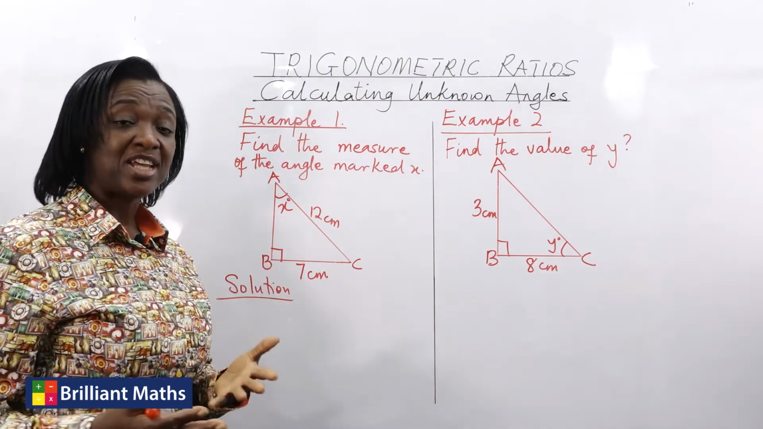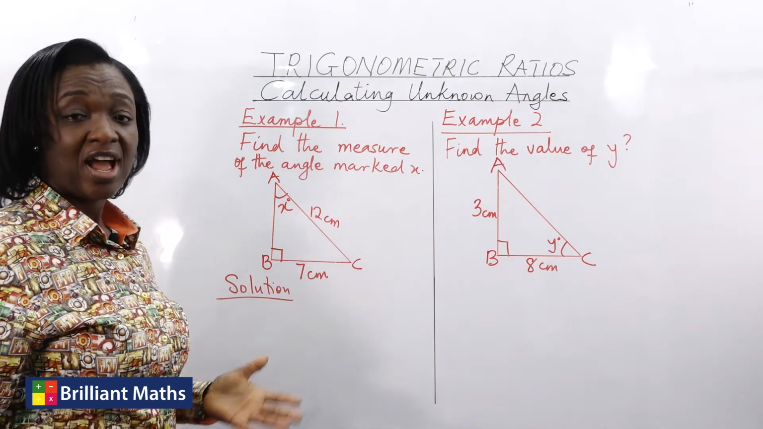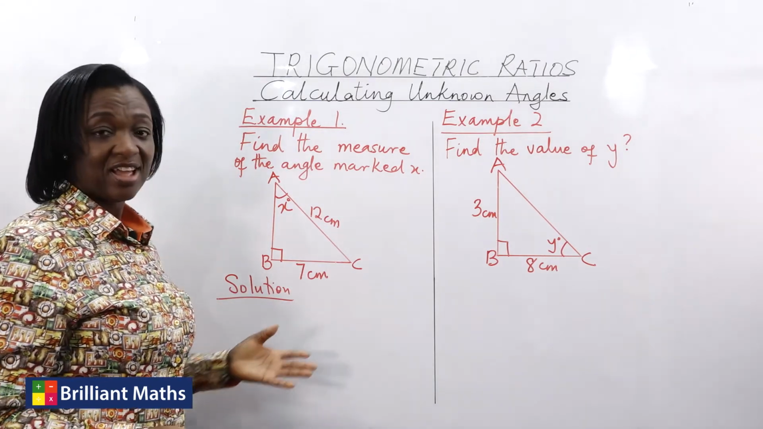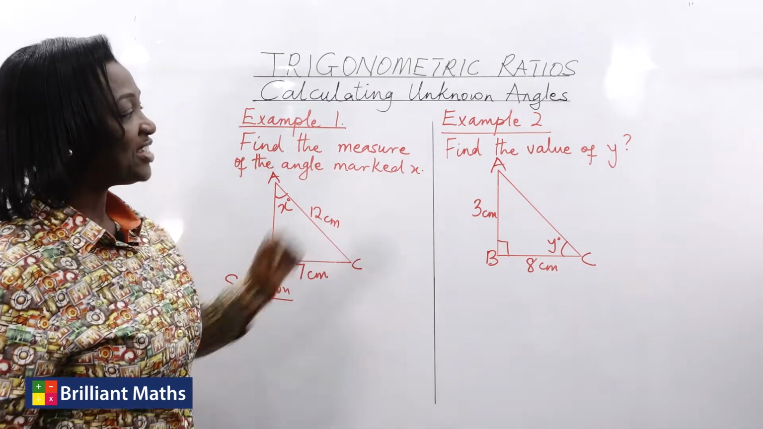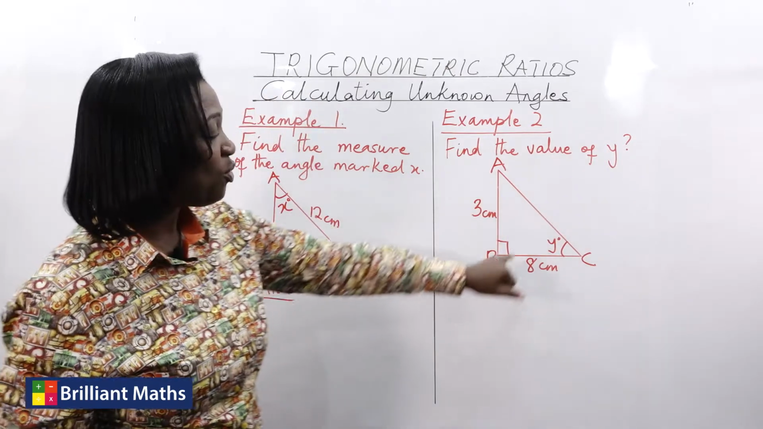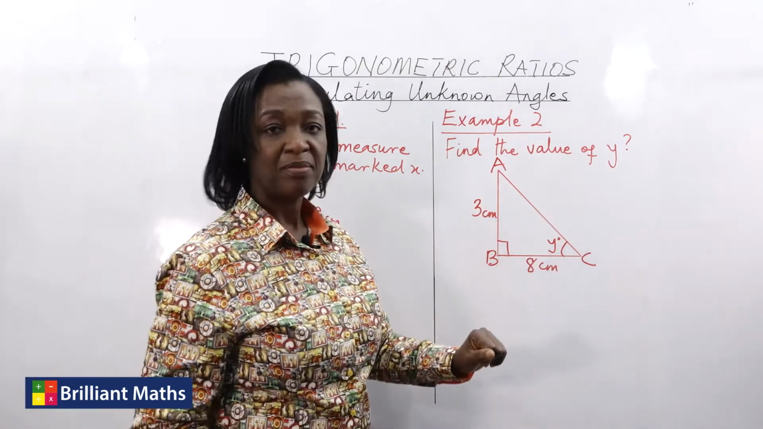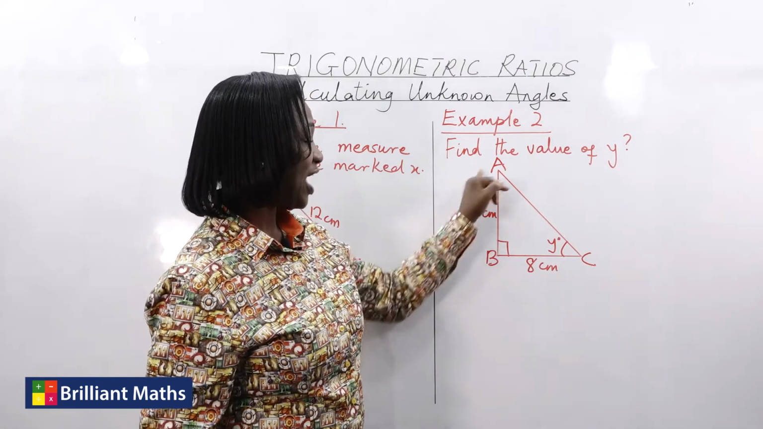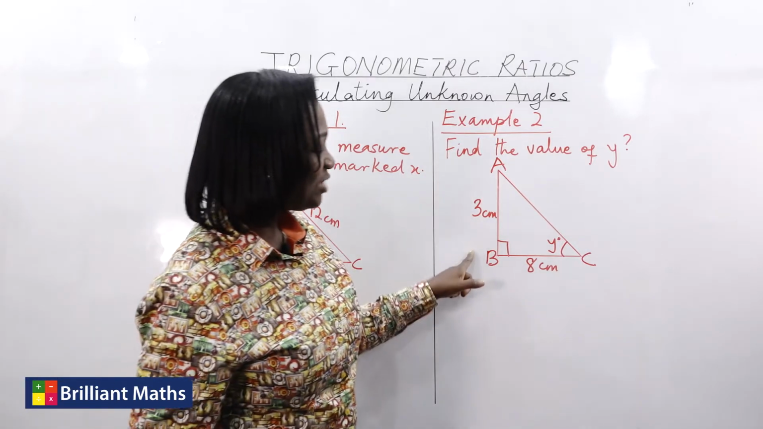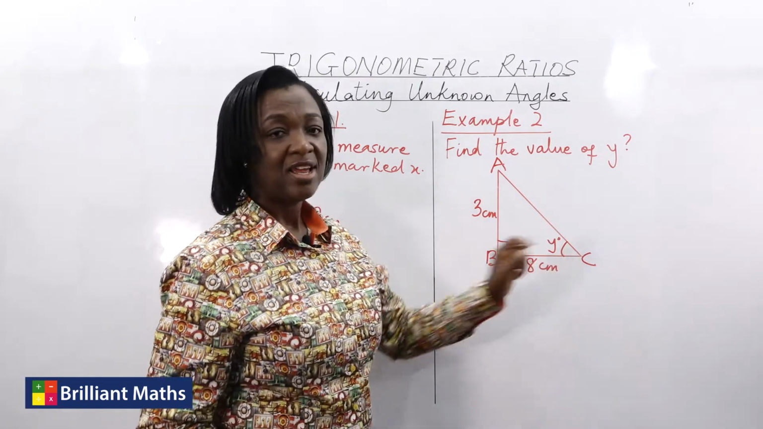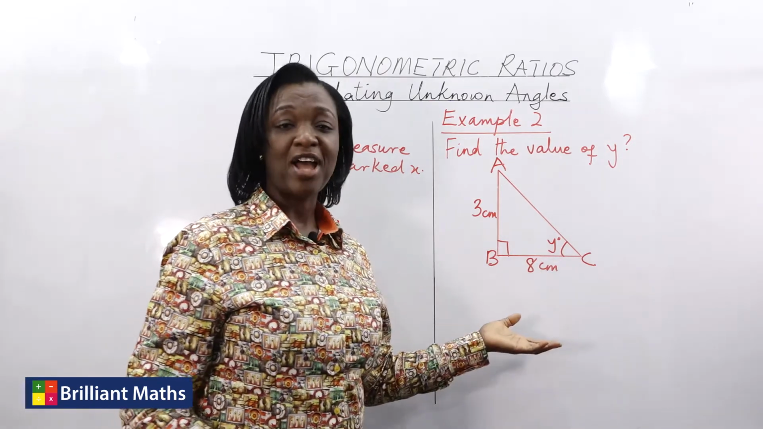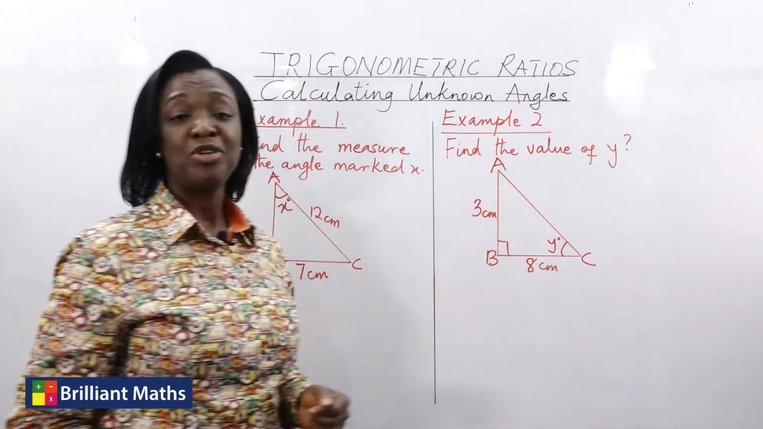So you would have to determine what ratio to use. Are you using sine? Are you going to use cosine or tangent? How do you know? Look at example 2. It says find the value of y. We have angle y there at C. A right angle triangle is ABC. The right angle is at B. And we have the length 3 centimeters, which is opposite the angle C. And we have the adjacent. So you also have to determine which ratio to use.